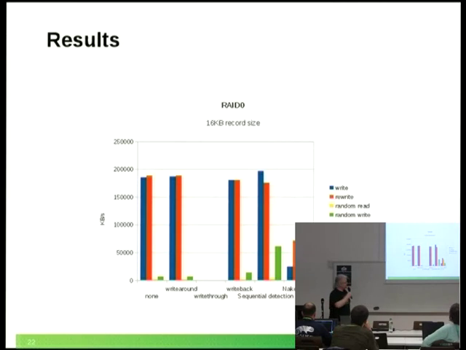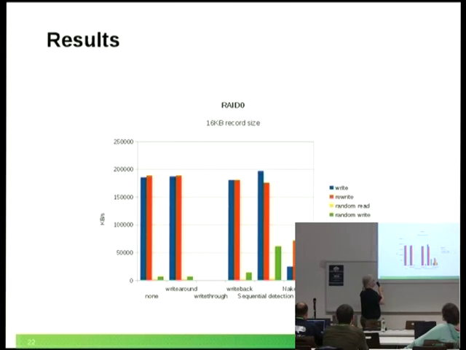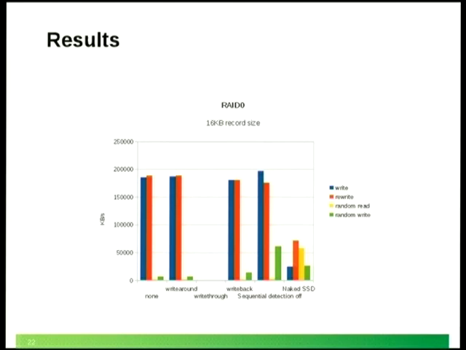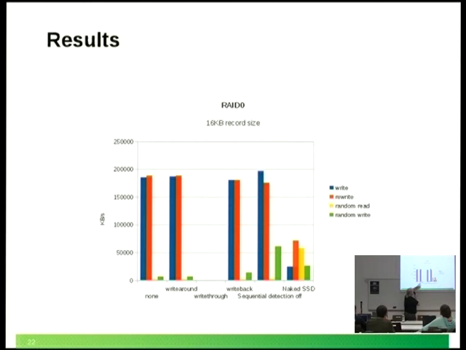Okay, and here we have the case that really stressed the rotational disk. This is a record size of 16K against the RAID array. 16K is smaller than the stripe size on the RAID array. So you have the full effect of the negative scaling on the RAID array for random reads and writes. Still, if you write consecutively, the RAID array does great.